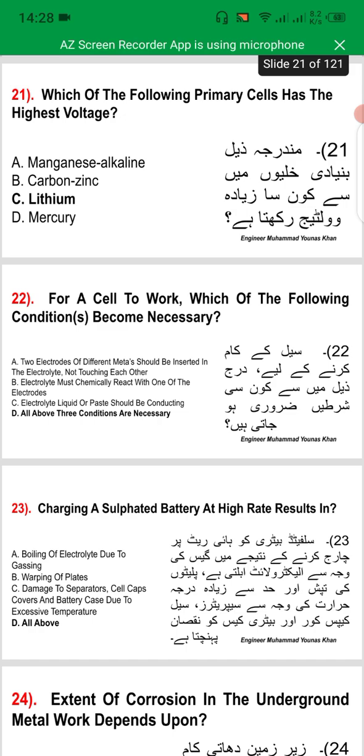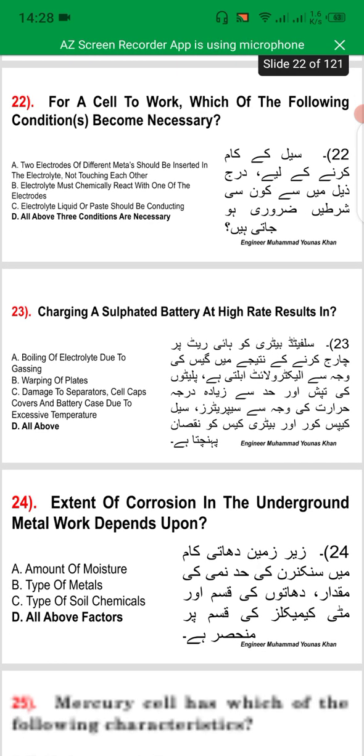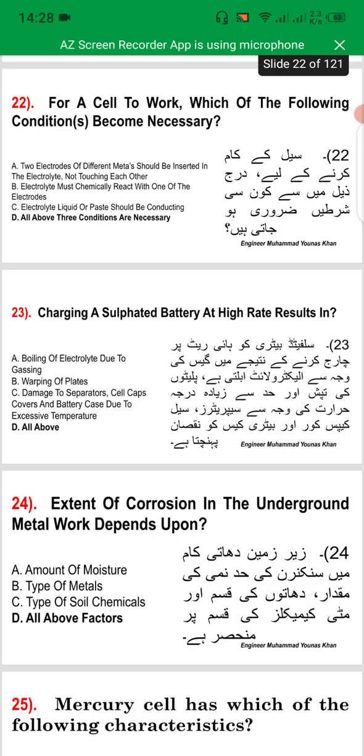Which of the following primary cells has the highest voltage? Lithium. For a cell to work, which of the following conditions become necessary? Two electrodes of different metals should be inserted in the electrolyte, not touching each other. Electrolyte must chemically react with one of the electrodes. Electrolyte, liquid or paste, should be conducting. All above three conditions are necessary.